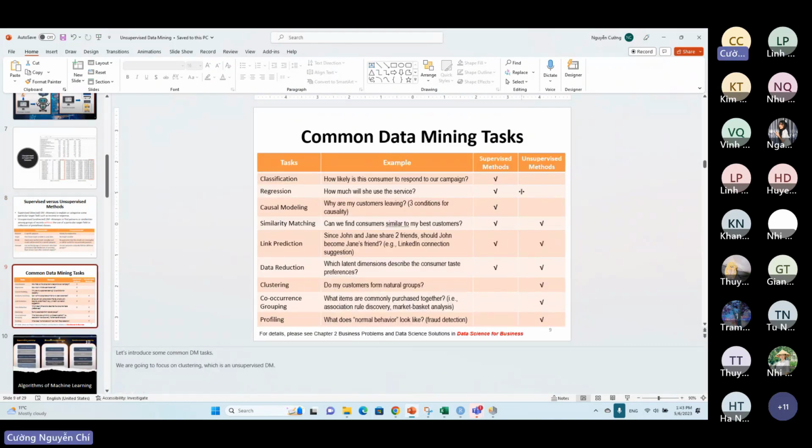There are some common tasks after that in data mining. For example, classification, regression, causal modeling, similarity matching, link prediction. They can be called supervised data mining, some examples associated with different data mining tasks. Meanwhile, clustering, co-occurrence grouping, or association rules, or profiling, will be some of the data mining tasks that are unsupervised.